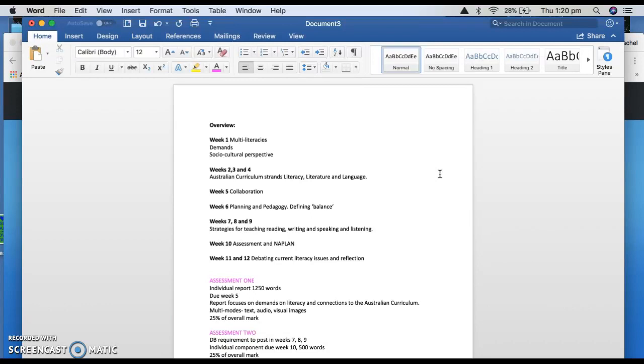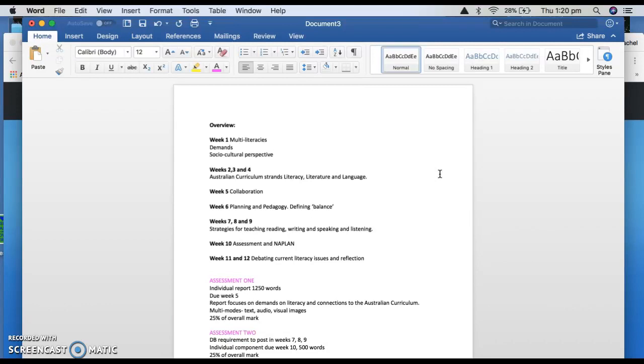We're having a look at multiliteracies. And this also ties in with the learning demands or literacy demands that we're also going to have a look at with A1 as well. We're also having a look at the sociocultural perspective so that we begin to understand that language and literacy often changes, and it often changes in different contexts depending on where we're using it and perhaps how we're using it.